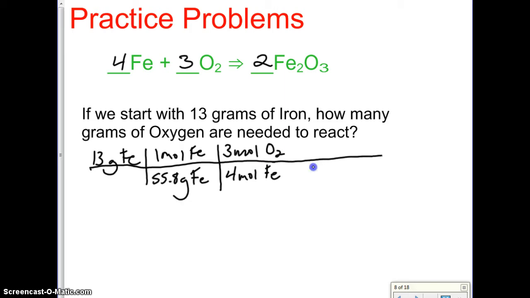Okay, and the last step is to go to grams. So 1 mole of O2 is how many grams? Well, it's 16 grams to begin with, but it's O2, it's a diatomic, so remember that. So it's actually 32.0 grams O2. So now we go through and calculate this. 13 divided by 55.8 times 3 divided by 4, and then times 32. Okay, so again, with proper sig figs of 2, because the 13 is just 2, this should be 5.6 grams O2.